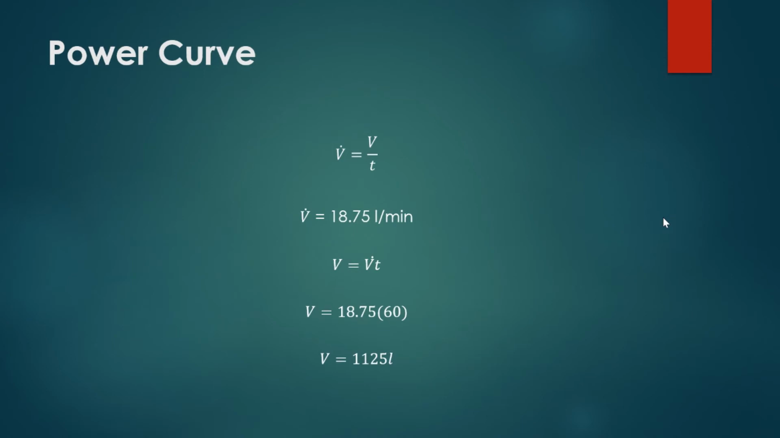So for power curve, we use the same previous formula, but this time the volumetric flow rate given was 18.75 liter per minute. We substitute it back into the equation and get a volume of 1125 liter.